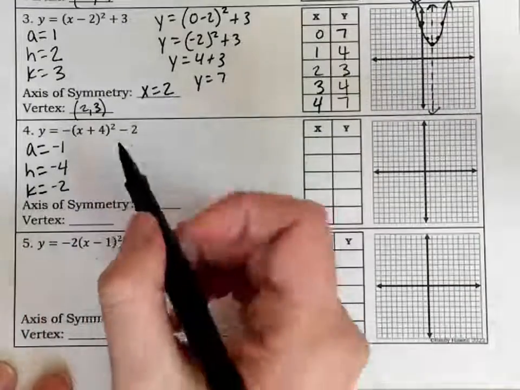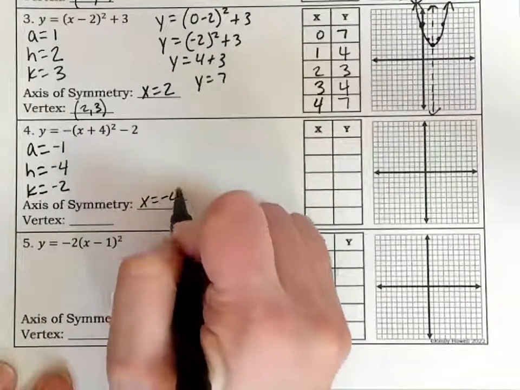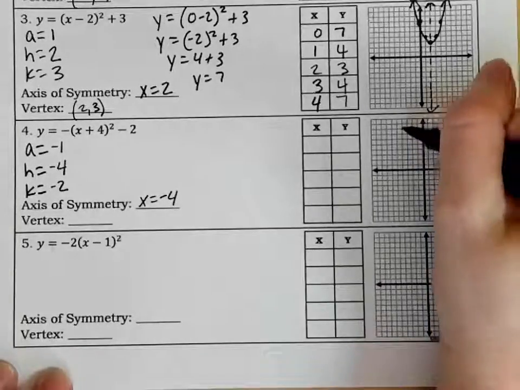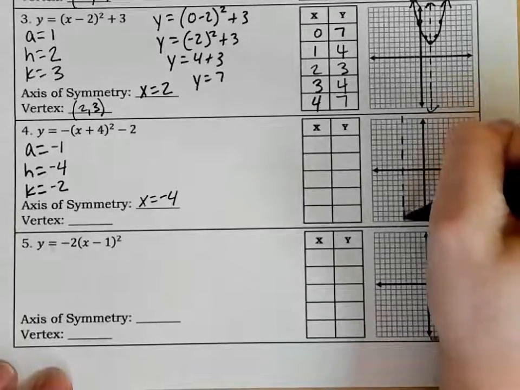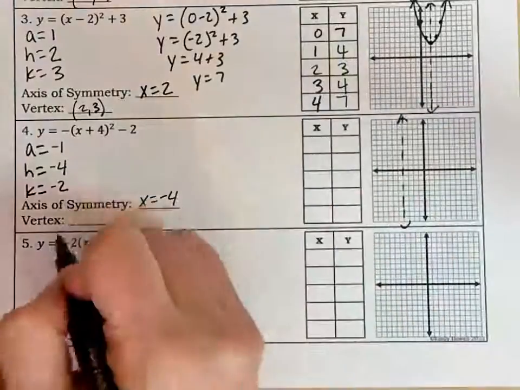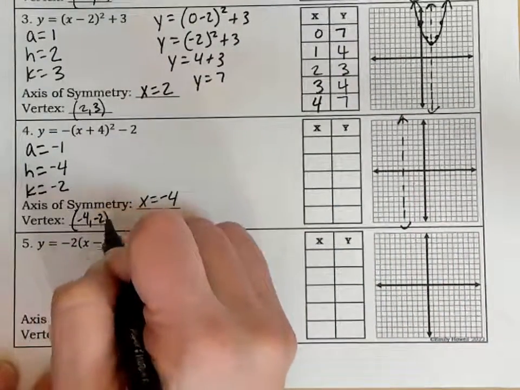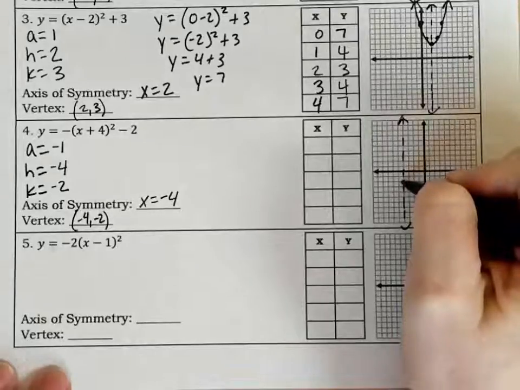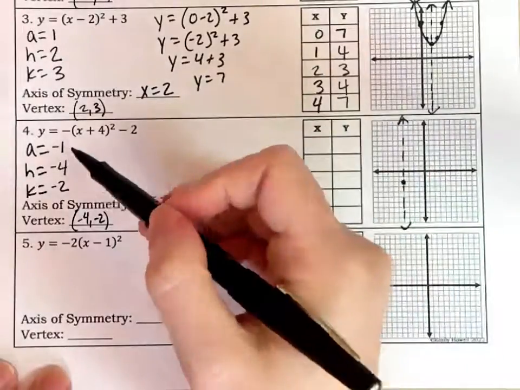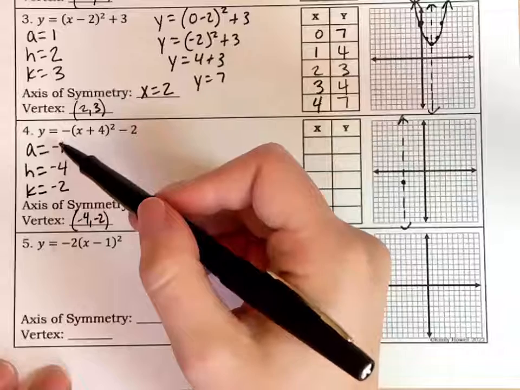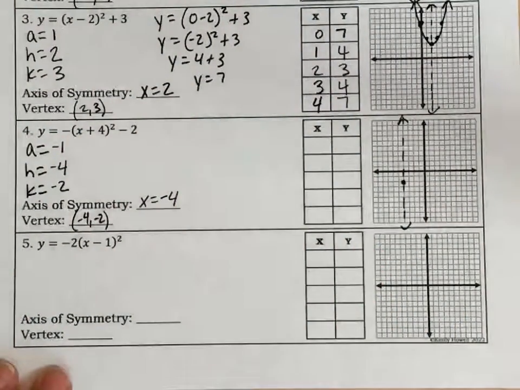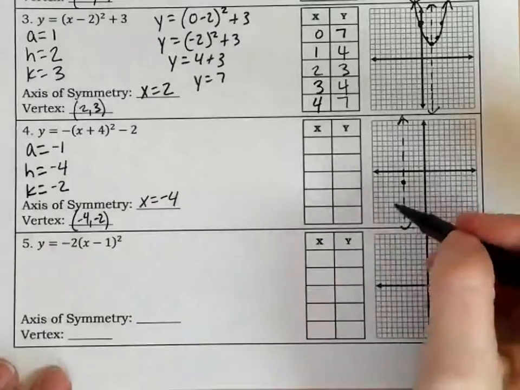So my H value here is going to be x equals negative 4. I'm going to have an axis of symmetry at negative 4, and that's where I'm going to draw my vertical line. My vertex is going to be at negative 4, negative 2. So I also can go ahead and put my vertex point right there. That's where it's going to be, and it's going to be opening downward because it's a negative value. So we want to make sure that we get that going in the right direction.